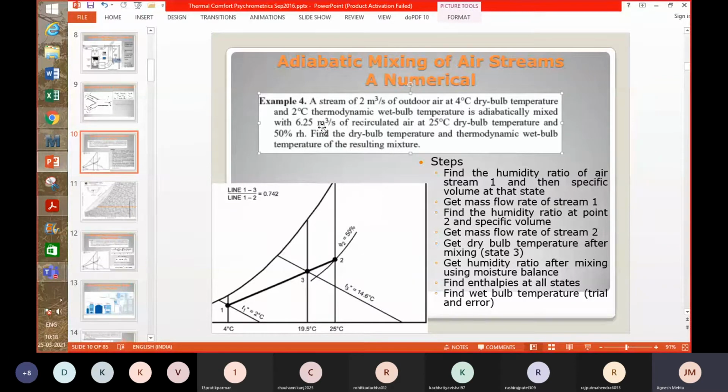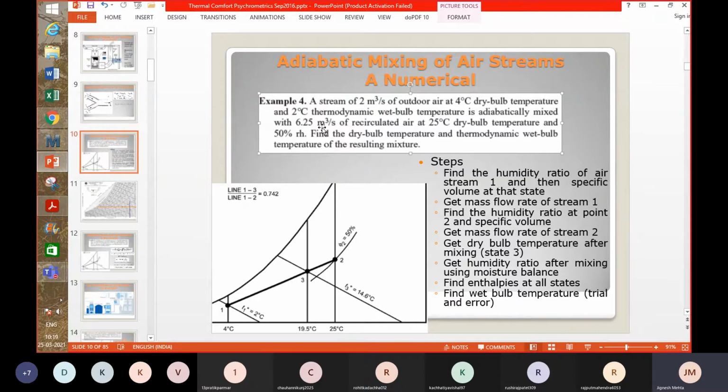If you are showing the process on a psychrometric chart, as I have been telling, charts are good for visualization of the processes. For calculations you might use the formulas and tables, which can be more accurate, but still plotting them on the psychrometric chart helps you to get the visualization of the processes.